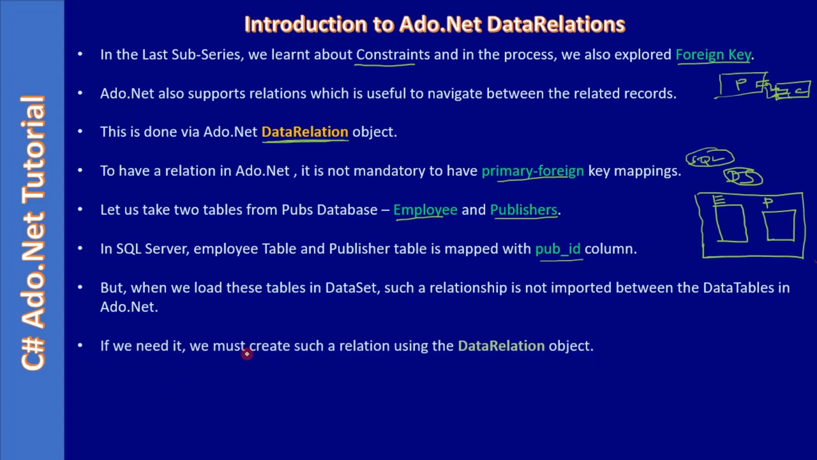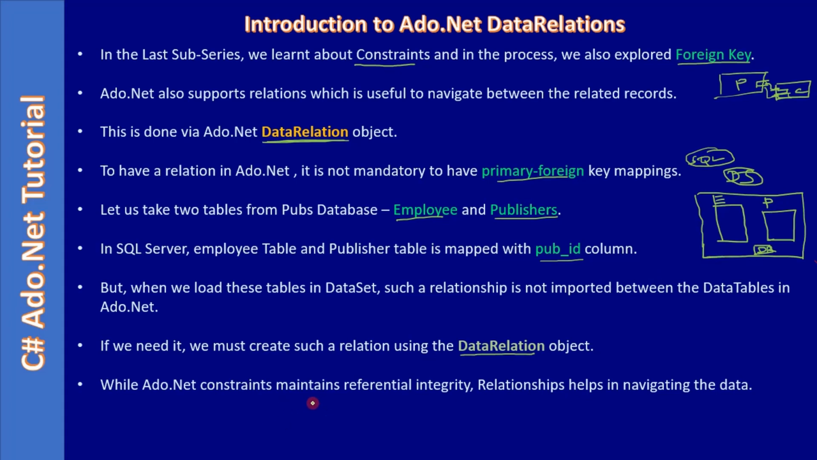So if we need it, we must create such a relation using the data relation object. So data relation will be a separate object. We will create the data relation, and it will take care of mapping these two tables based on key columns. I mean primary and foreign key column. But as already told, it is not mandatory, but for proper referential integrity, it is good to have such a relation in SQL Server database and then establish the same relation using the data relation object in the front end. That means in ADO.NET.